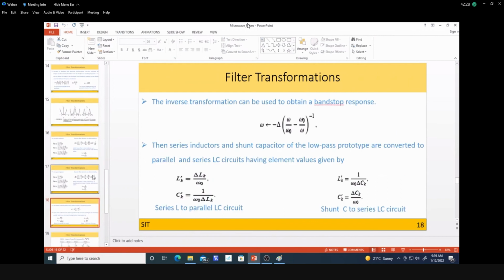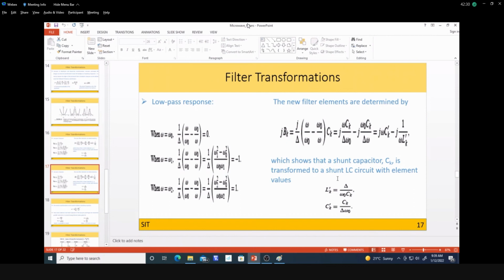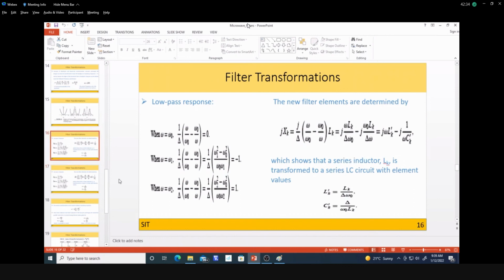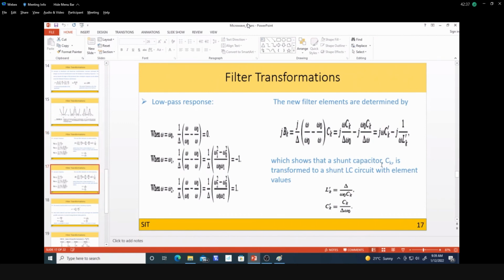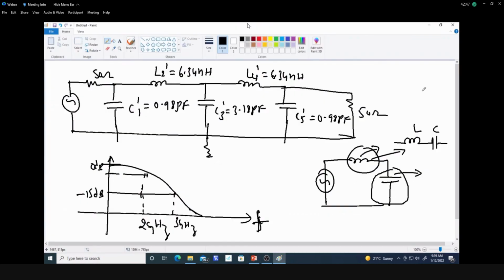Okay, so now we can again convert here the susceptance value. So this is actually the series inductor. Similarly, we have the shunt capacitor. That shunt susceptance we have to convert again to the shunt LC circuit or parallel LC circuit. If you convert, you are going to get something like this, a parallel LC circuit. So this converts the low pass type to a band pass type.